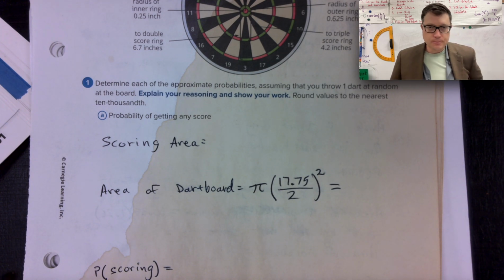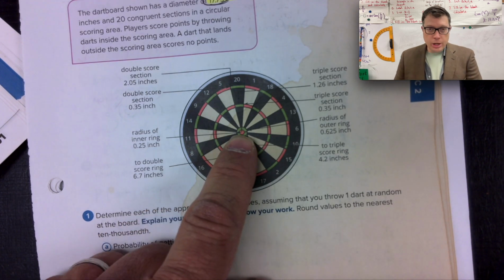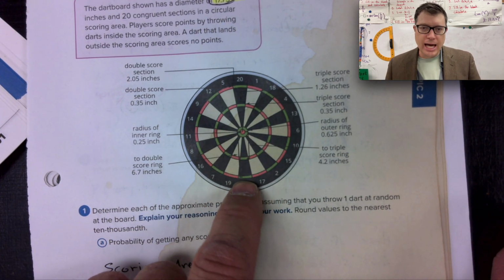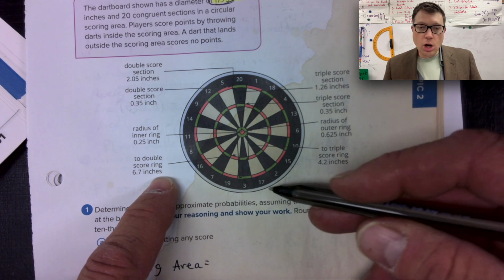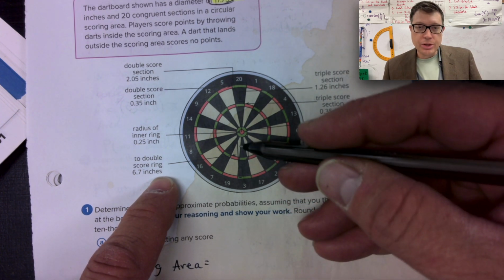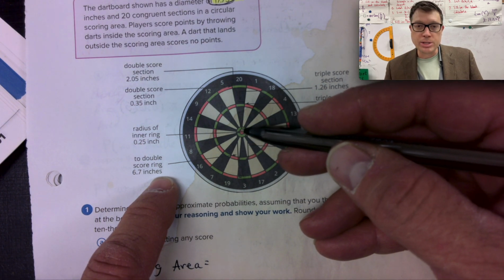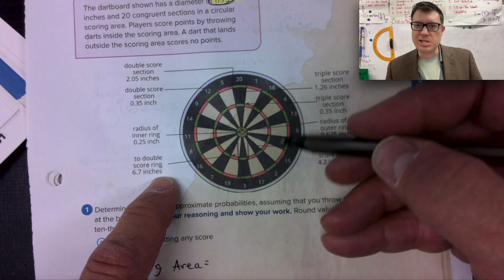meanings or uses. Now, our scoring area is from the center inner ring, from the very center of the ring out to the edge of any part of that green and red checkered circle. So that's called the double score ring. This is the triple score ring. This is your outer ring. This is your inner ring. So this is the bullseye area. And then any of these other checkered are just single scores.